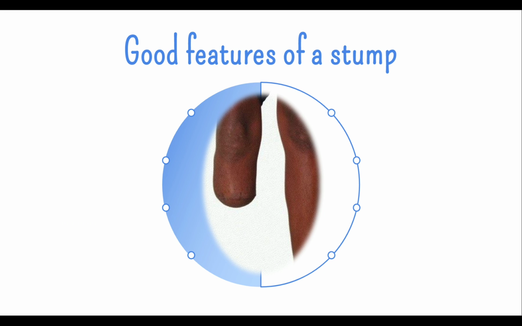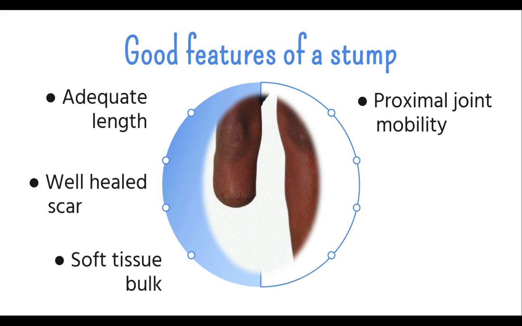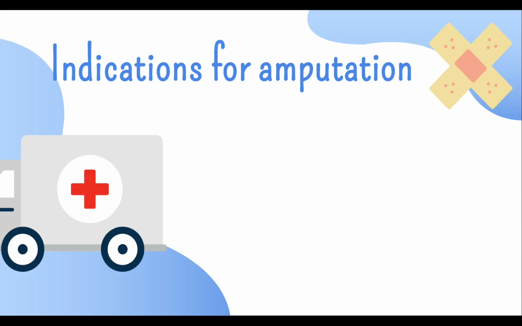So what are the good features of a stump? You should have adequate length, a well-healed scar, and soft tissue bulk, and there is appropriate proximal joint mobility, a good mobility, and the shape of the stump, and the muscle power of the stump. You can comment on whether there are good features of the stump or not.